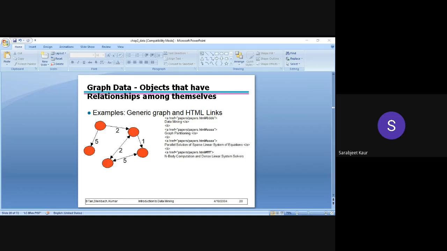Okay, right? Then there might also be some weights attached with these links. Okay. Now, for example, the nodes may be treated as, let's say, people on Facebook.